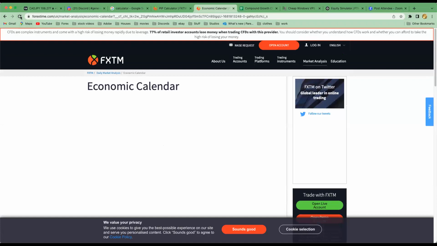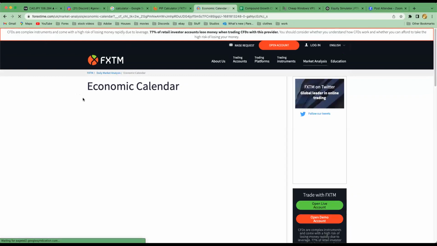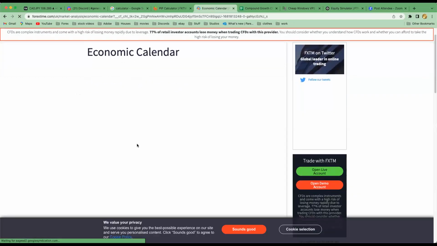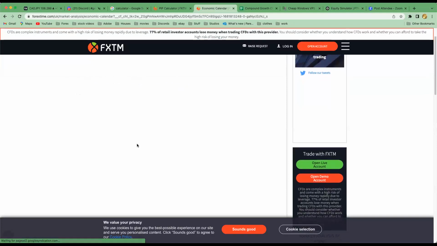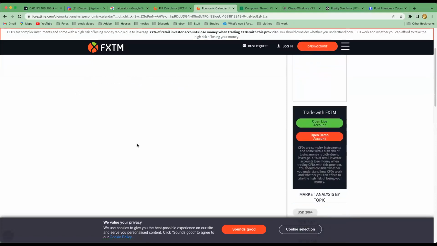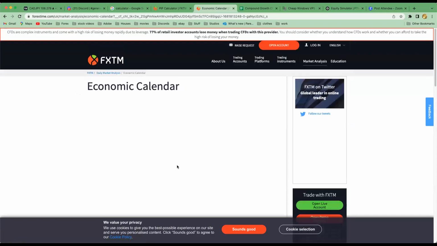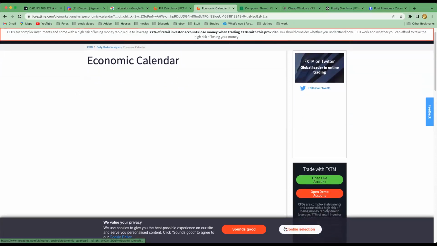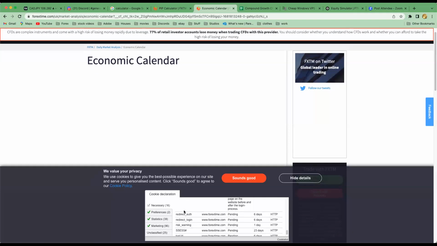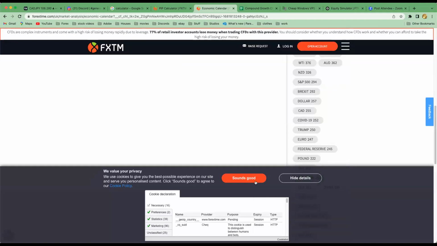Go on. Let's see this. Economic calendar. Okay, for some reason the economic calendar is not showing. Let's go here. All this cookie stuff. This is Mark Zuckerberg that caused this.